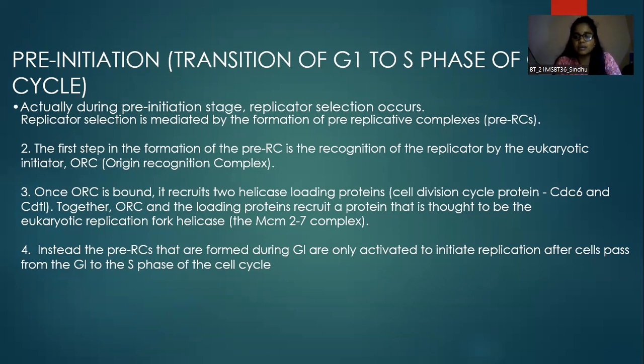After the formation of pre-replicative complexes, the helicases are only activated to initiate the replication after the cell passes from G1 to S phase of the cell cycle.